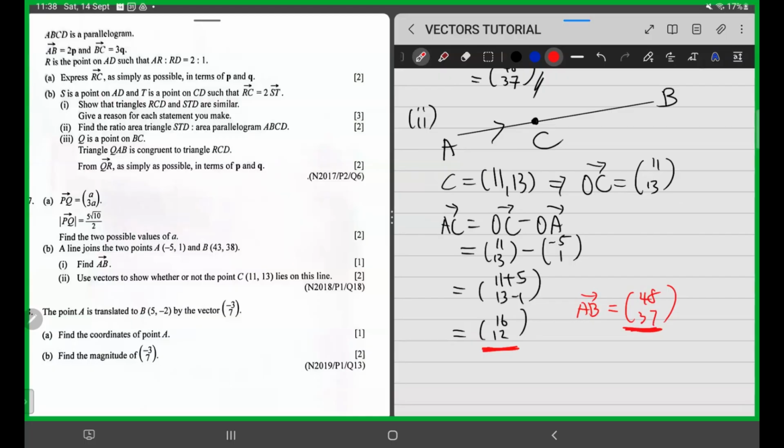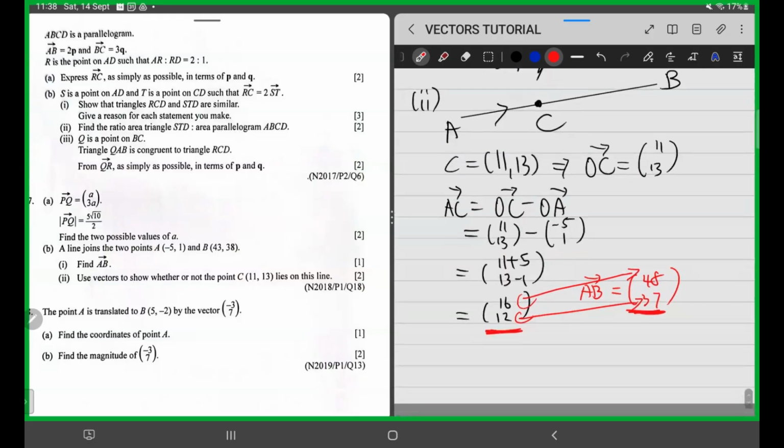So can you express this as a scalar multiple of this? Cannot, right? Because the HCF between these two is not the same as these two. So you cannot.